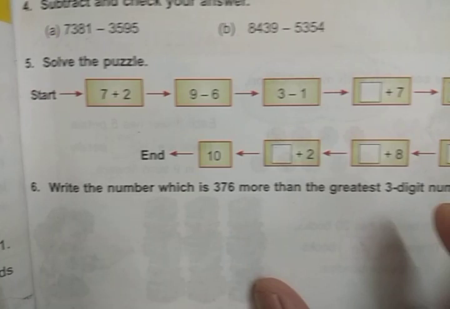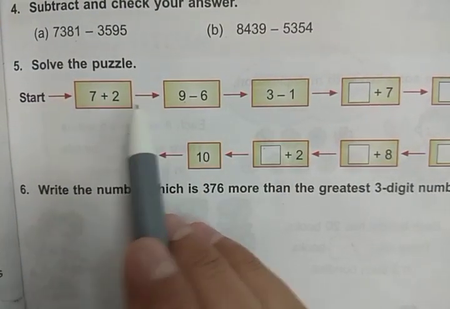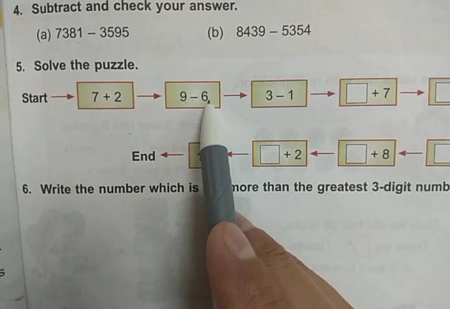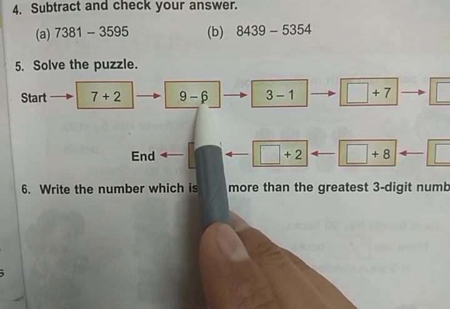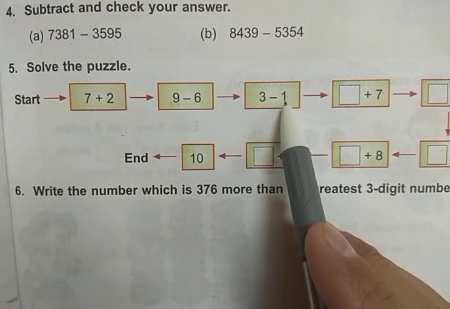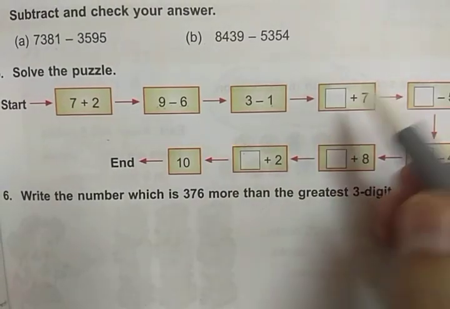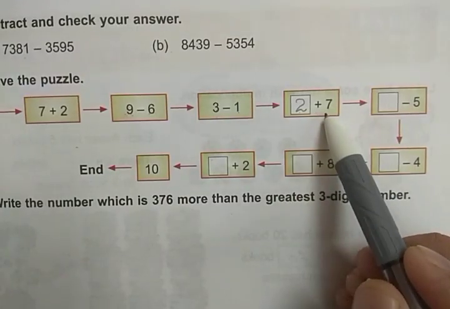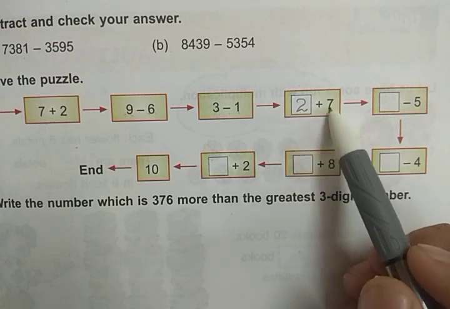7 plus 2. We all know 7 plus 2 is 9. Now we will subtract 6. They have subtracted 6. Now 9 minus 6 is 3. Then 3 minus 1. What is 3 minus 1? 3 minus 1 is 2. We will write 2 over here. Now 2 plus 7. You have to write the answers only. What is 2 plus 7? 2 plus 7 is 9.